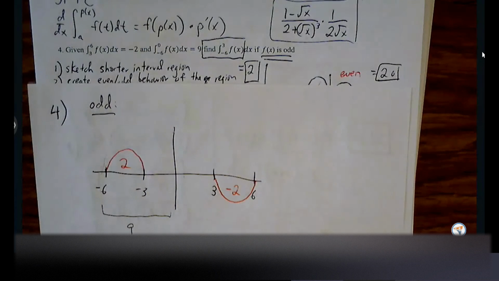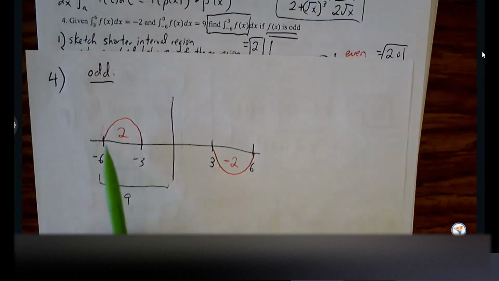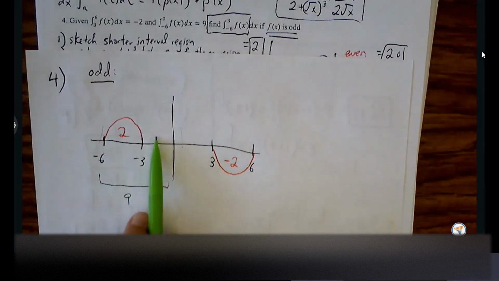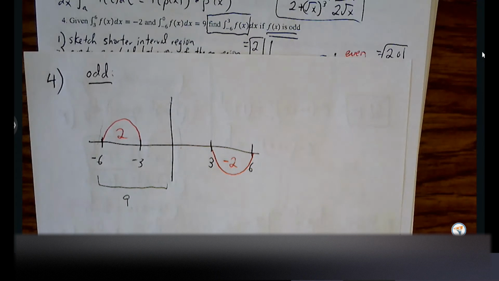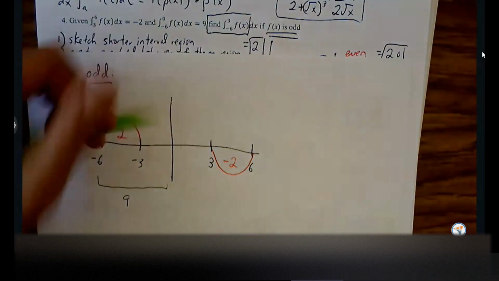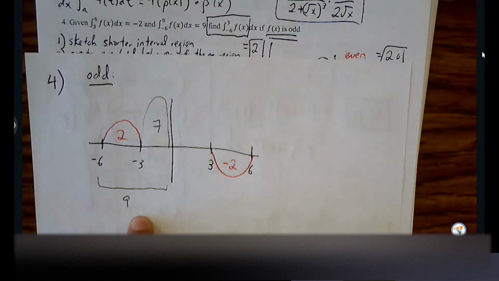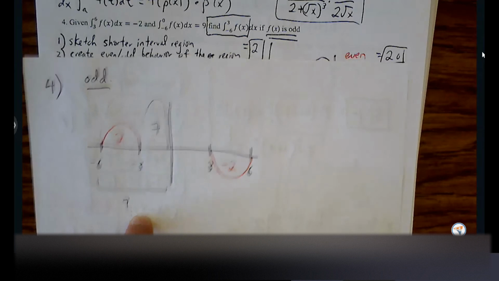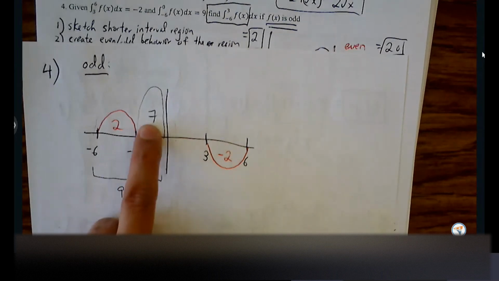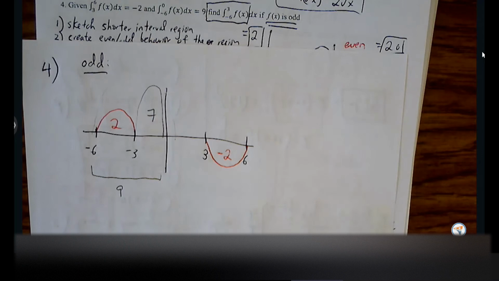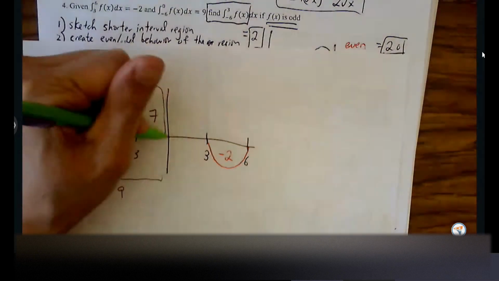So if this full region must add up to be 9, and I already have 2 here, what's going to have to be the missing space? Would it be a -7, or would it still be +7? It'll be +7, right? Because I need these 2 to total to be 9. Oh, right, yeah. So if this is 7, what can I say about this side? That's a -7. That's right, because it's an odd function.